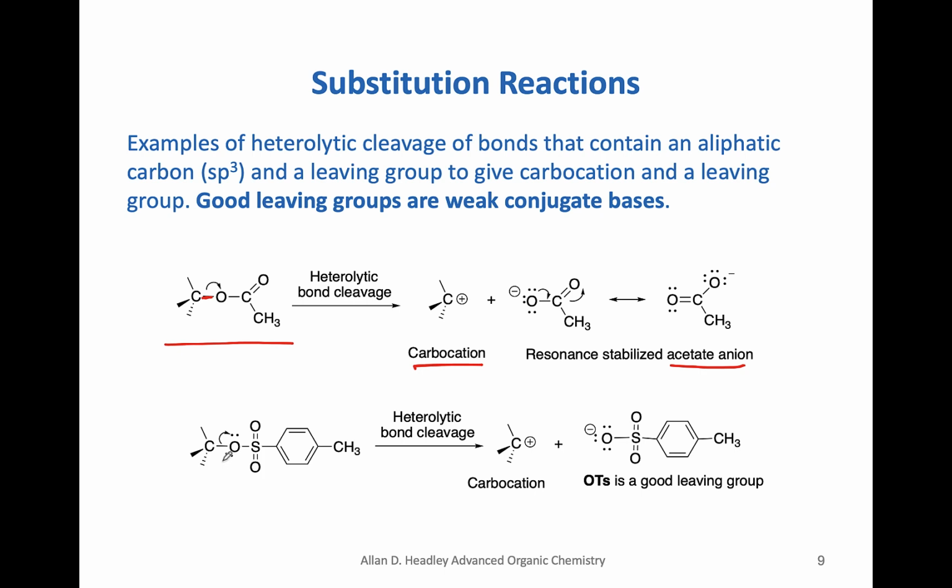Here's another good leaving group. Breakage of this bond puts the electrons onto the oxygen and forms a carbocation based on a heterolytic cleavage. As you can imagine, these electrons are stabilized by the sulfur-oxygen double bonds. So this tosyl group, or the tosylate group, is a good leaving group, a weak conjugate base, and hence a good leaving group.